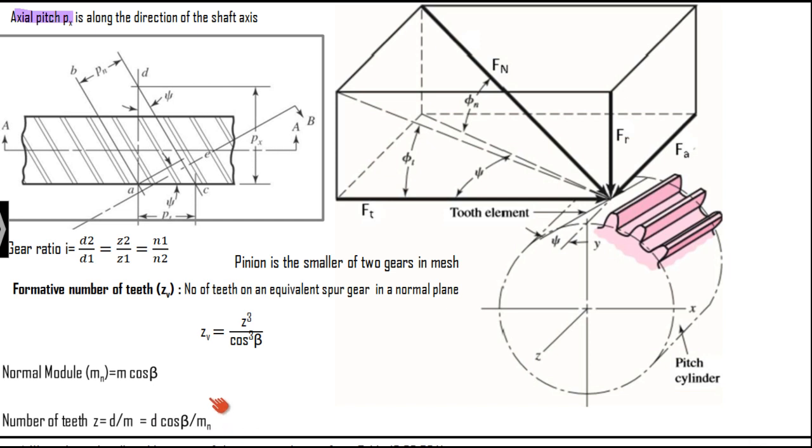No need to panic, because all these values are directly given in your data handbook. You can directly cross-check your data handbook for these values. But you should understand what exactly the normal module is and what exactly the virtual number of teeth is, what the relationship is between the normal module and the actual module, and what the relationship is between the formative number of teeth and the actual number of teeth. These are the fundamental nomenclatures that we are going to use for the design.